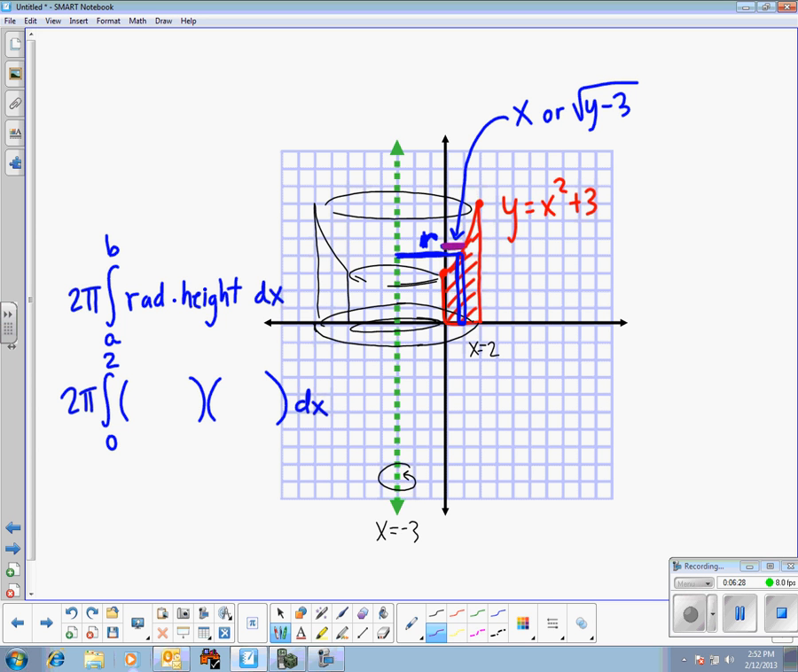Now, my radius of each shell is going to be 3 plus x, because I have this consistent 3 here. I've got that 3 along with x. So the radius of each shell is 3 plus x. And what's the height of each shell? Well, this distance right here, the height of my representative rectangle, two names. I can either call it y, or I can call it what y is equal to, x squared plus 3. And since everything's in terms of x, I'm going to use that one.